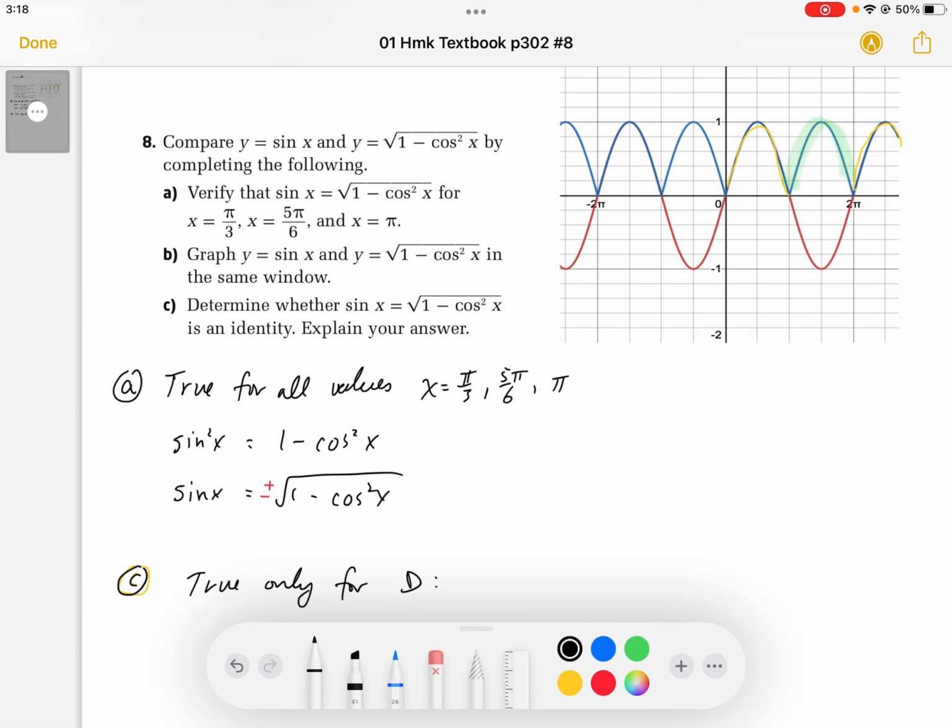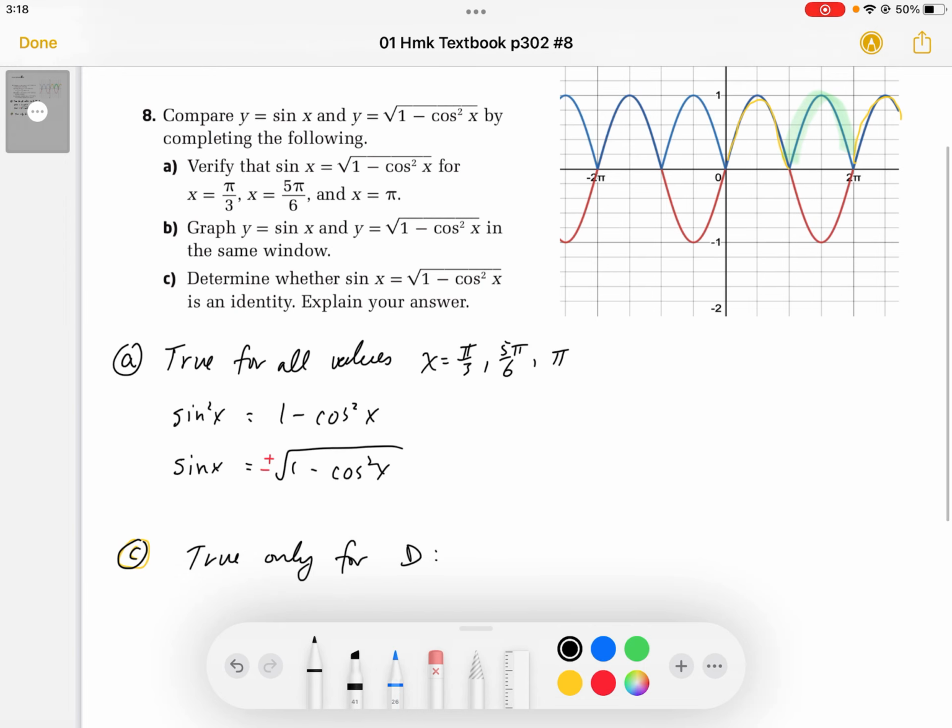Okay, so the domain that we're going to have is going to be from 0 to pi, okay, from 2 pi to 3 pi, and every increment like this. So it's just going to continue in both directions. So this is an identity only for certain domains because it does not match.